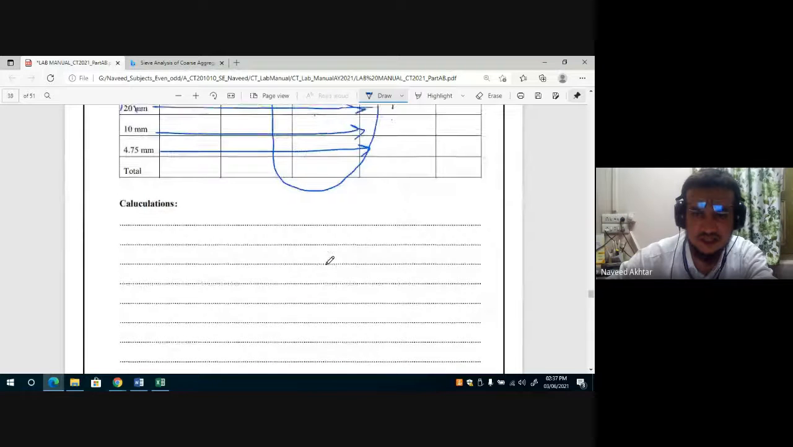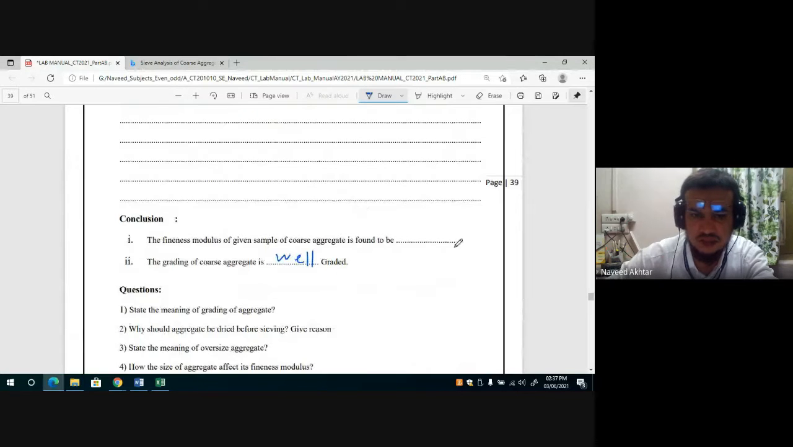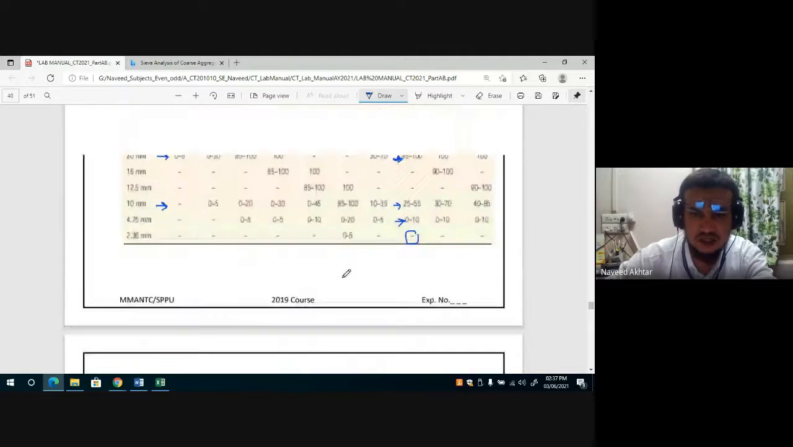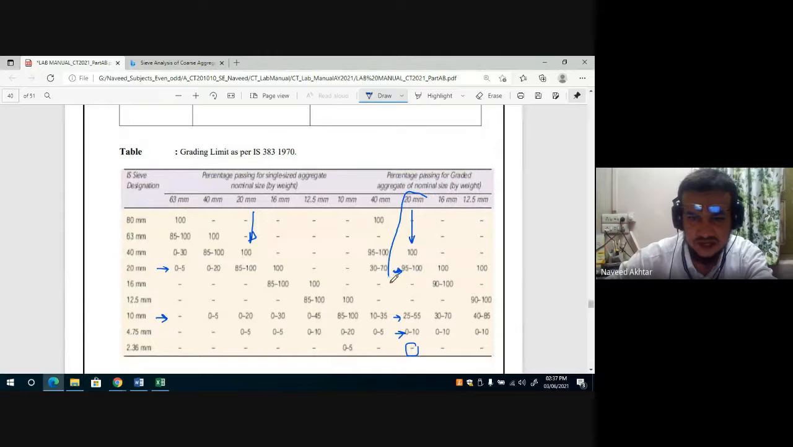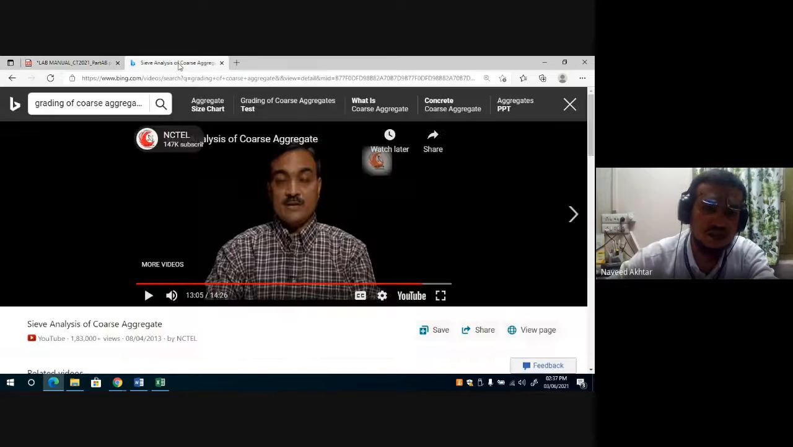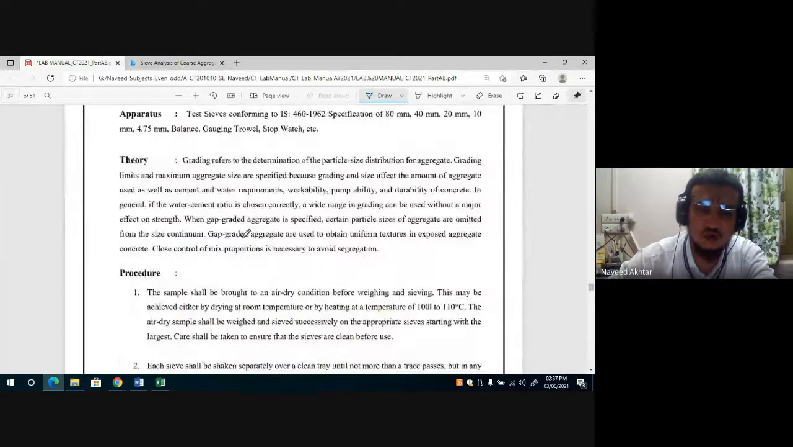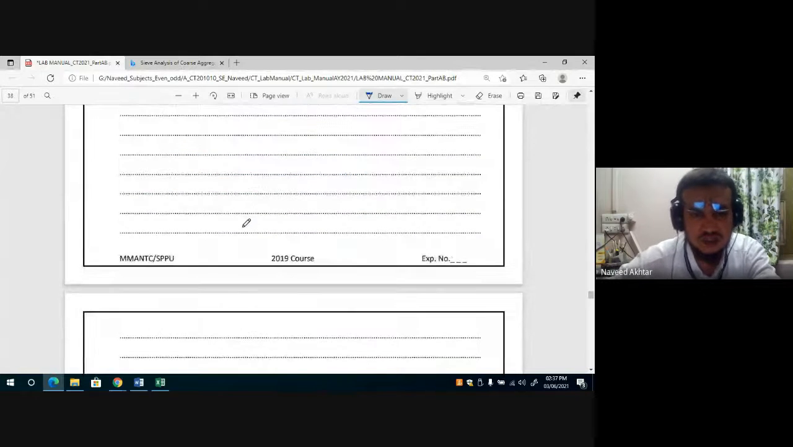That table is given in IS 383, and from the cumulative percentage passing you can find out the fineness modulus of your aggregate, and that should be written down here. If this coarse aggregate is matching with this column, then you can say that well graded aggregate is there. If it is not matching with this column but matching with this column in IS 383, in which case the single size 20 mm aggregate is there. So that is nothing but the practical for the sieve analysis or grading of the coarse aggregate.